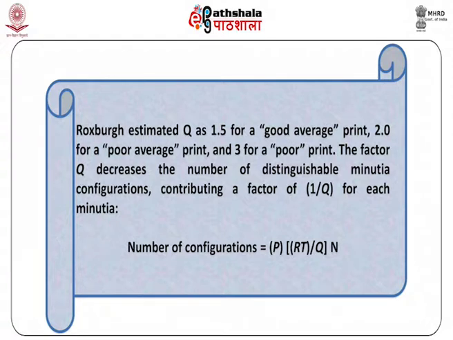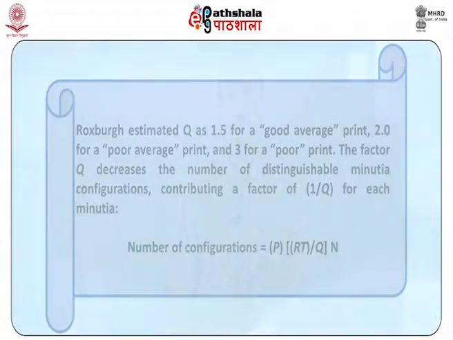The factor Q decreases the number of distinguishable minutia configurations, contributing a factor of 1 over Q for each minutia. The number of configurations is equal to P times R^T over Q^N.